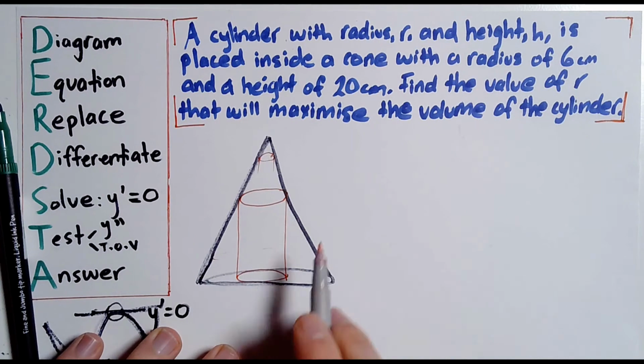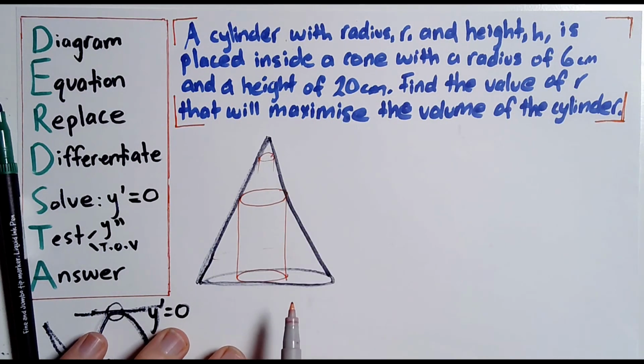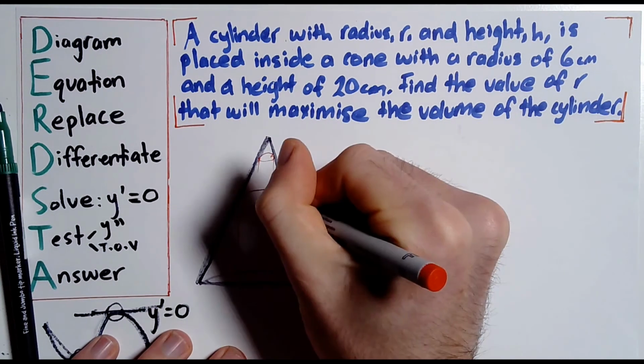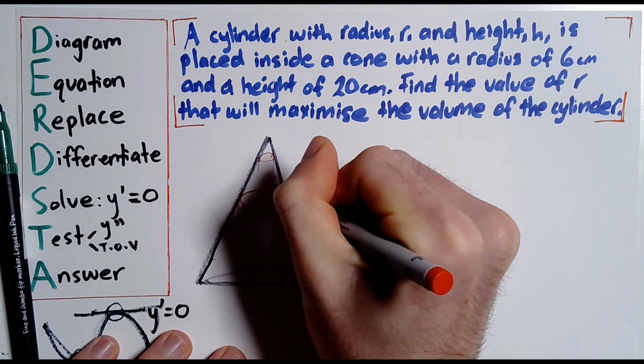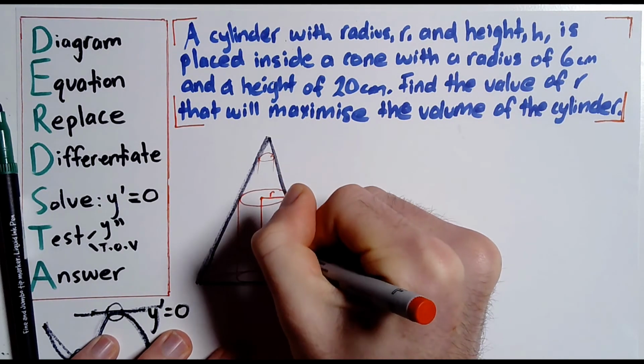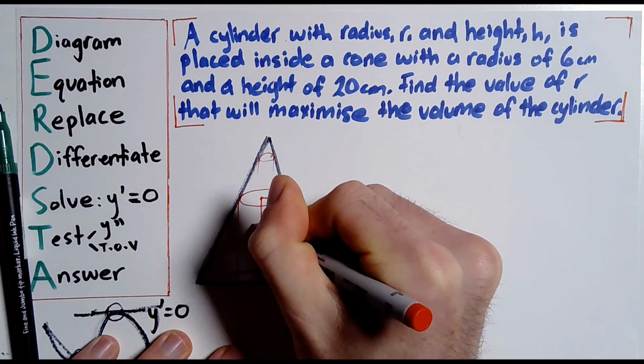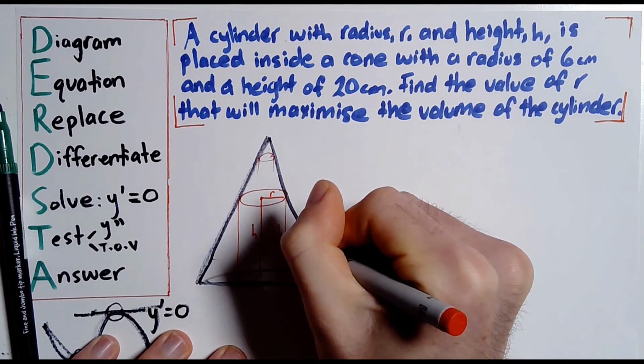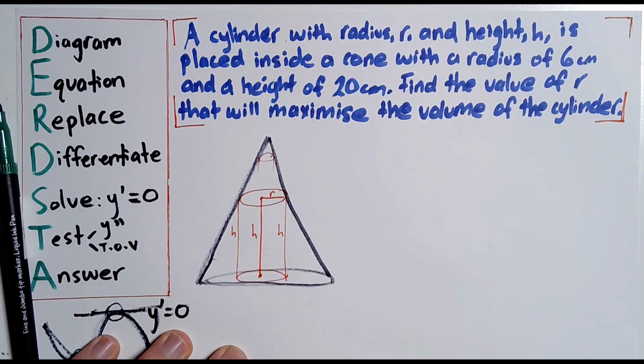What we now need to do is use these numbers here. It says that the cylinder has a radius r, so I'm going to do a dot here. The radius goes from the center, so that's r. And it says it has a height of h, so that goes straight down here. We can call that h.